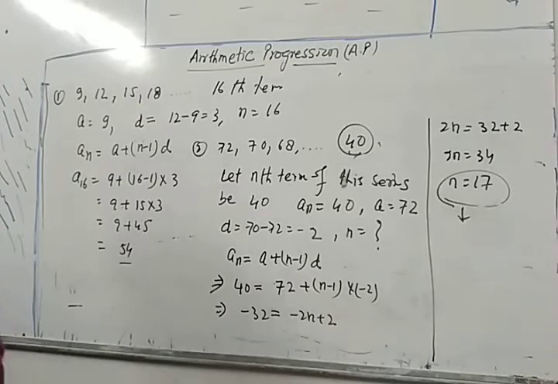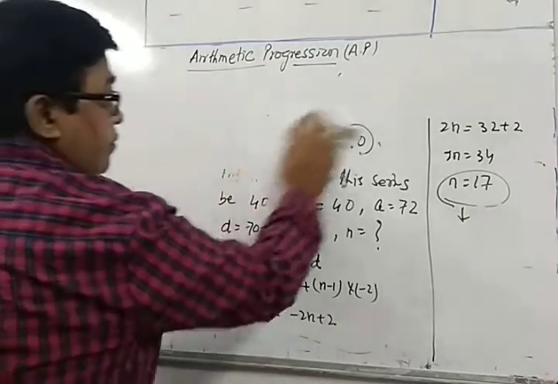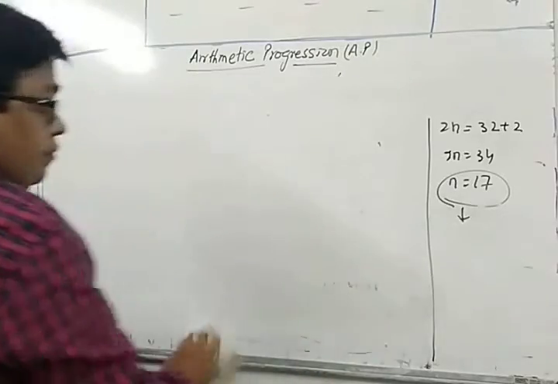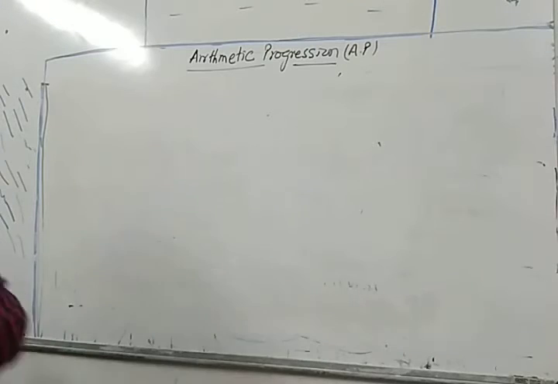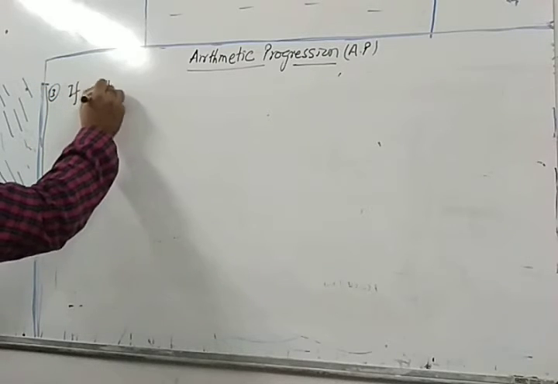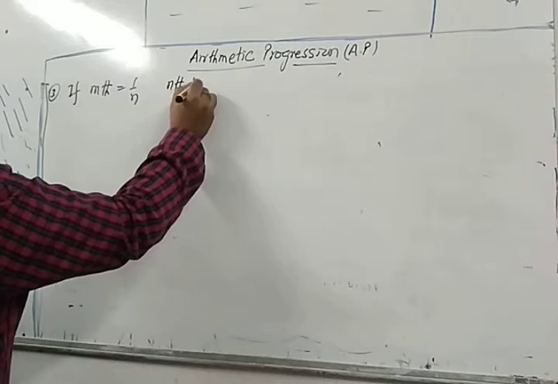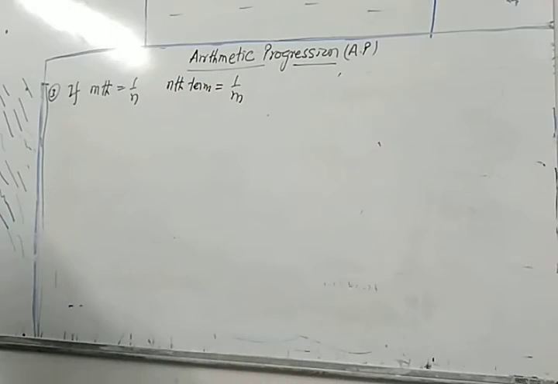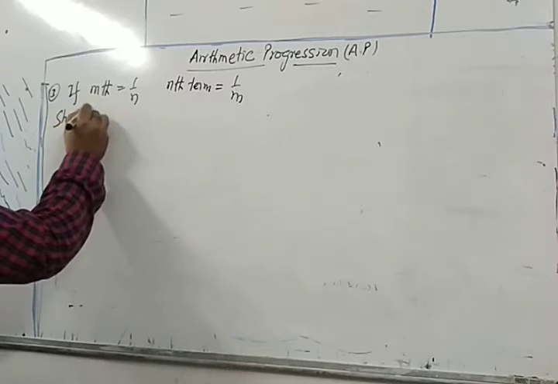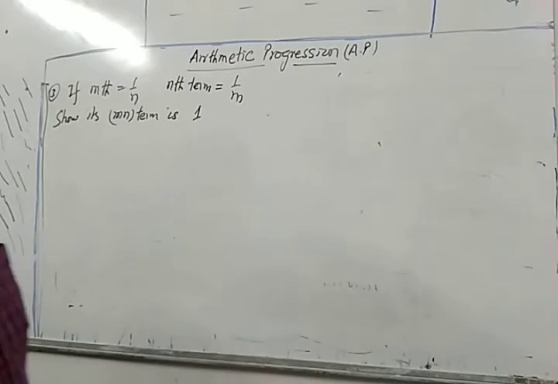Now I am taking some other interesting questions from the book. The question is, if the mth term of an AP is 1 upon n and the nth term is 1 upon m, then show that its mnth term is 1. Okay, that is an application type question.